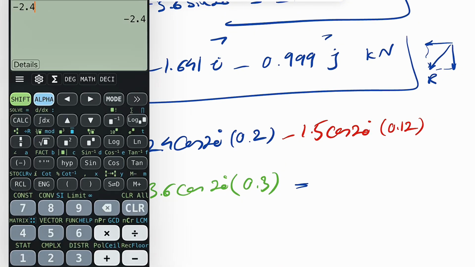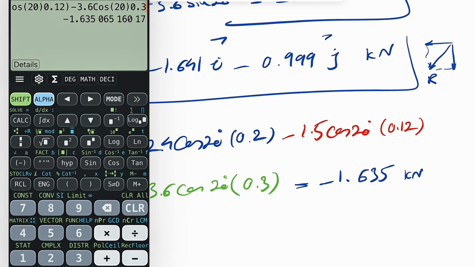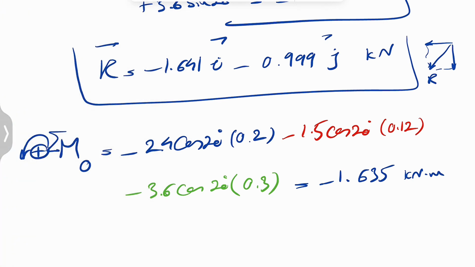So negative 2.4 cosine of 20 times 0.2, negative 1.5 cosine of 20 times 0.12, negative 3.6 cosine of 20 times 0.3, and that's going to give us negative 1.635 kilonewton meter, and the negative sign shows that the moment is clockwise.